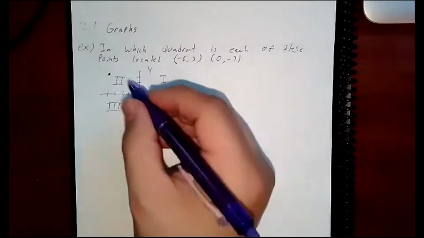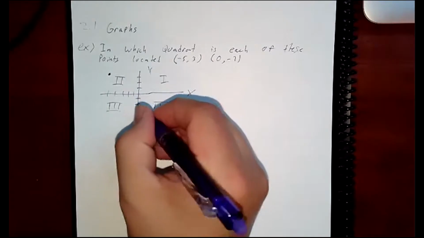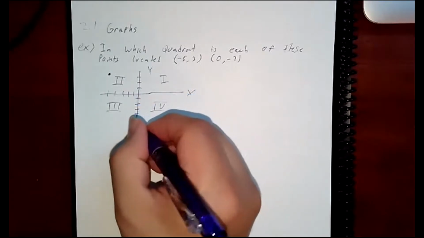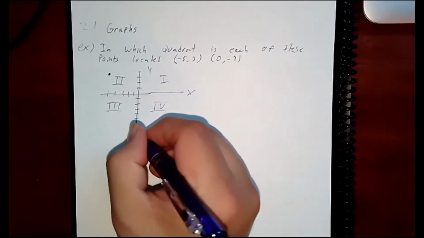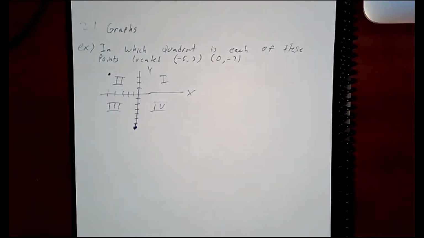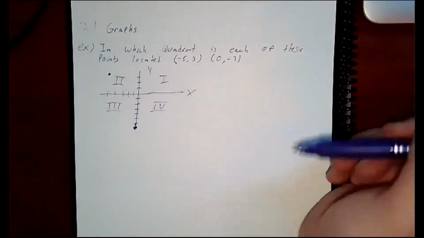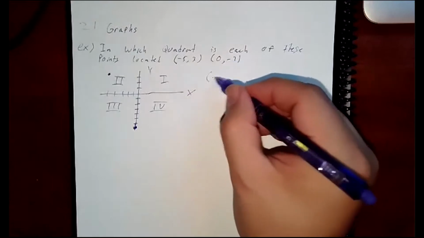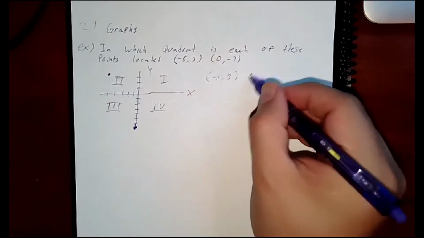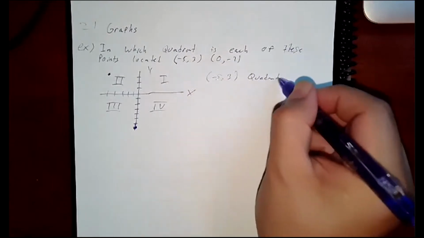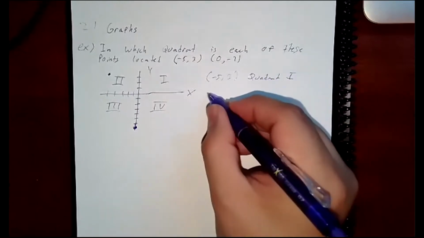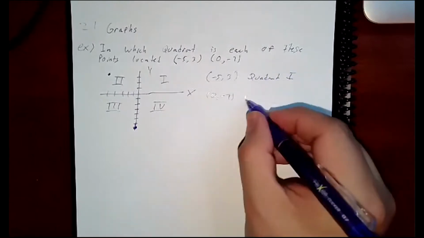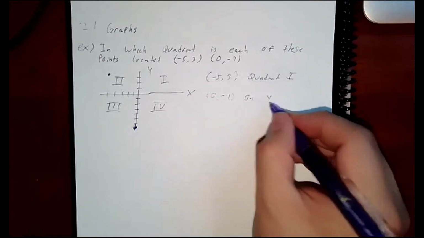0, -7 is actually right on the line. So when this happens, you just say it's on an axis. So quadrant 1, on y-axis.